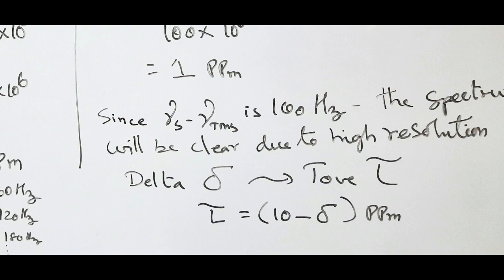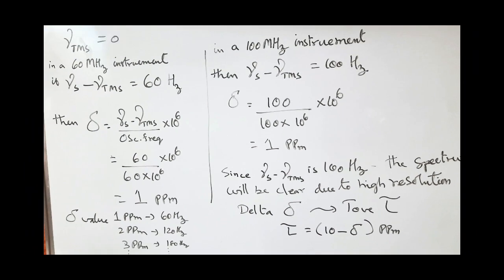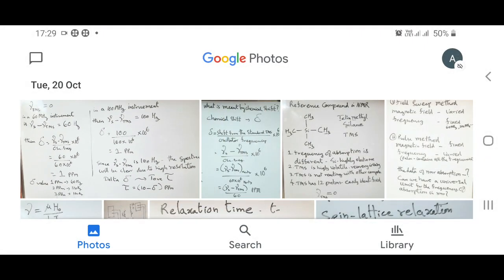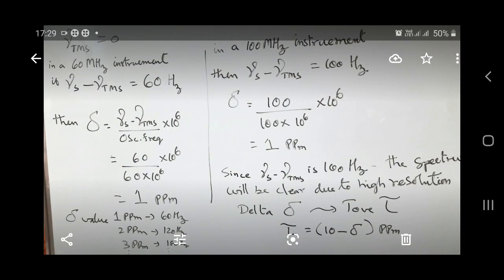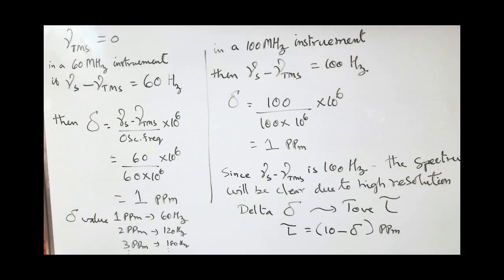So, the delta value is expressed by another unit, namely tau. Tau is 10 minus delta. So, this is about the chemical shift value in NMR spectroscopy. In the next class, we shall see what are the factors that affect NMR spectroscopy.